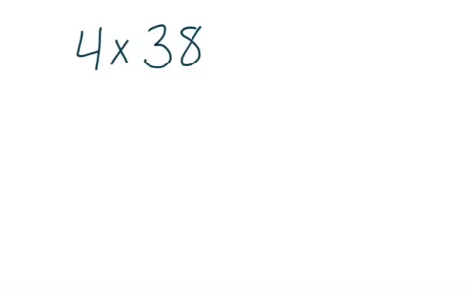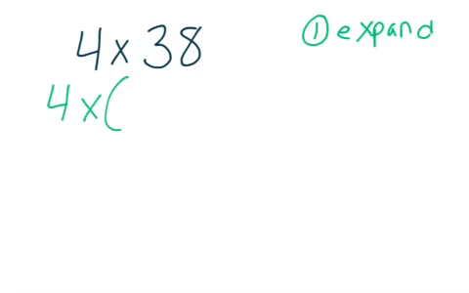Here we have a problem, and we're going to solve this problem using the distributive property. Now, we talked about 4 steps that it takes in order for us to solve these problems. Step number 1 is to expand. And we need to expand our larger number. So in this case, we have 38 that we need to expand. So we're going to write 4 times 30 plus 8 is the expanded form of 38.